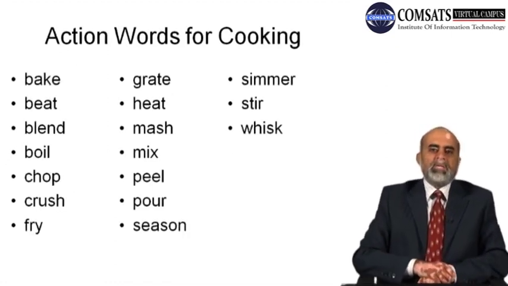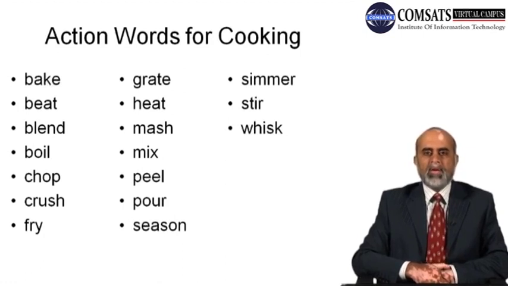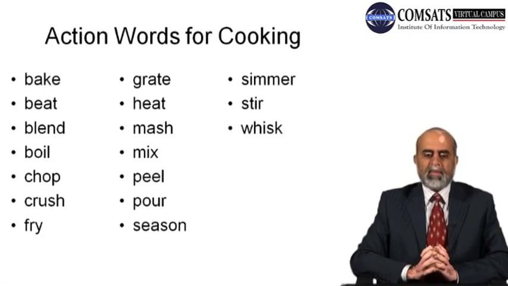Okay, now action words can be different for various actions. In fact, it is a good idea that you make a phrase book, and in that phrase book you write action words for various situations. For example, right now we are talking about cooking, so for cooking you can make a list such as this one. You know the difference between this? Bake. Bake is when you cook something in an oven. Beat is like beat the eggs, for example. Blend, that is something that you do in a blender. Okay, boil, chop, crush, fry, grate, heat.